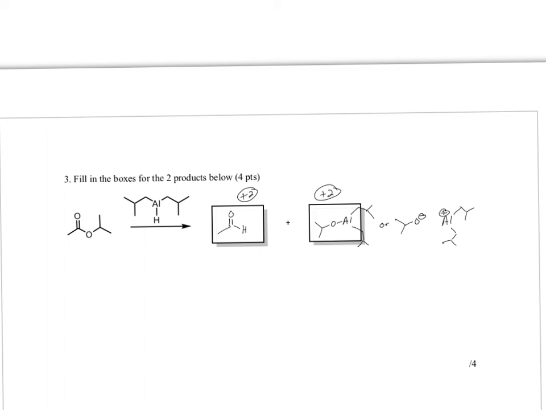And then number 3, fill in the 2 boxes for the products. Recognizing ester and DIBAL-H, the ester turns into an aldehyde, and what's left is this piece from the ester ends up on the aluminum, and the H gets transferred here. We went through the mechanism in other places. I wasn't asking for the mechanism here. It's just the 2 products. You could have done it like this, or you could have drawn them as 2 separate pieces like this. Either way would have been fine.